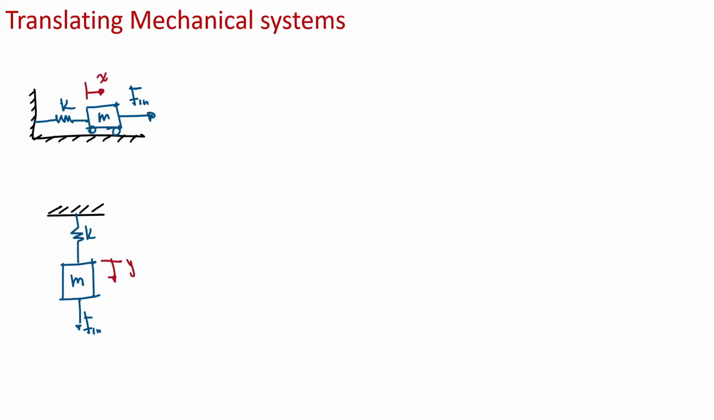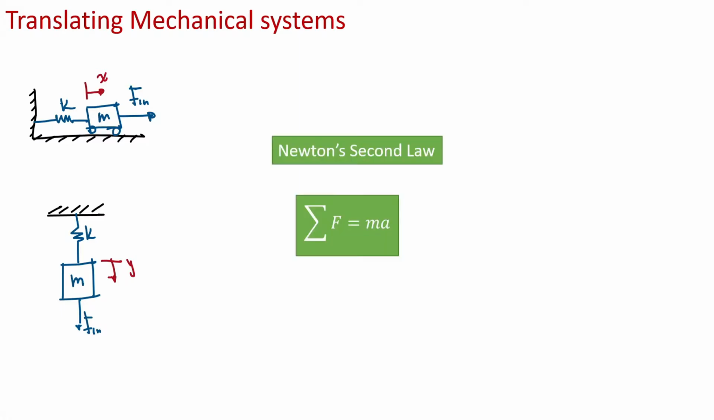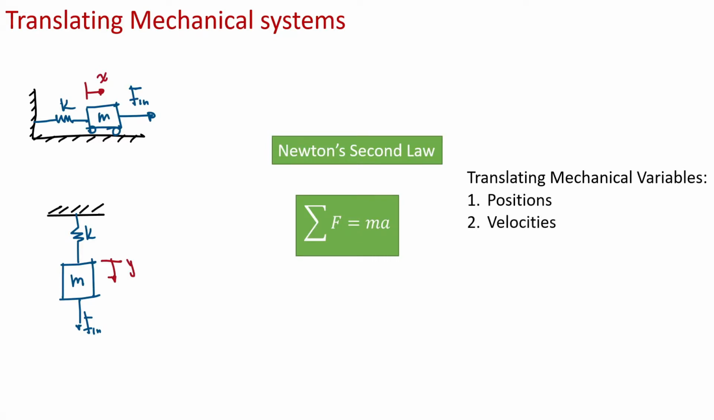The physical law behind these systems is Newton's second law, which states that an object accelerates in the direction of an applied force, and that this acceleration is proportional to the force, or the sum of the total forces is equal to the mass times the acceleration. The variables of interest of these systems are the positions, the velocities, and of course, accelerations. Now let's see an example.